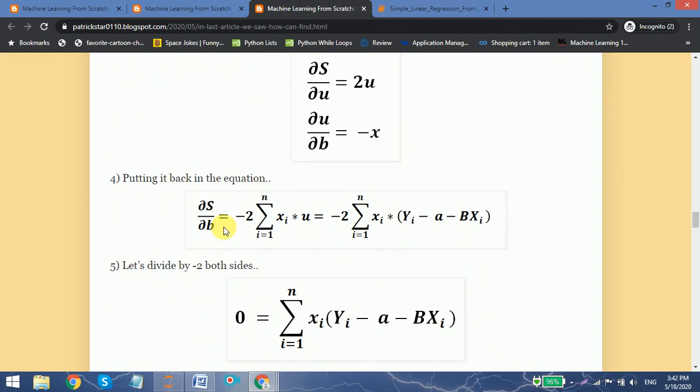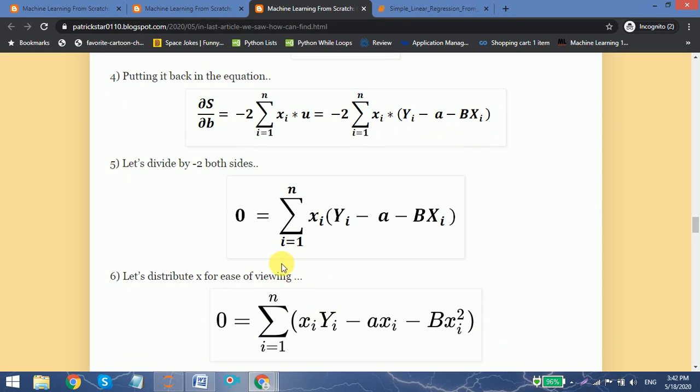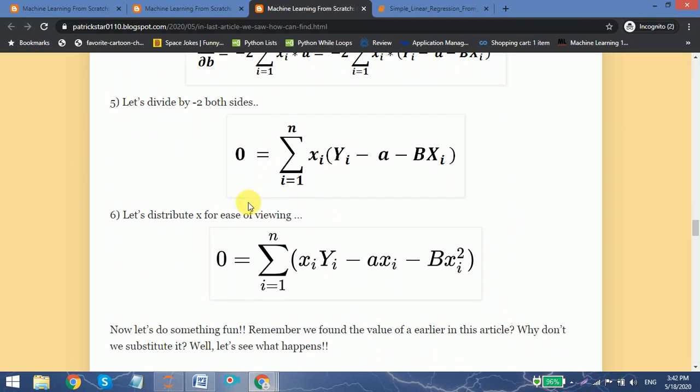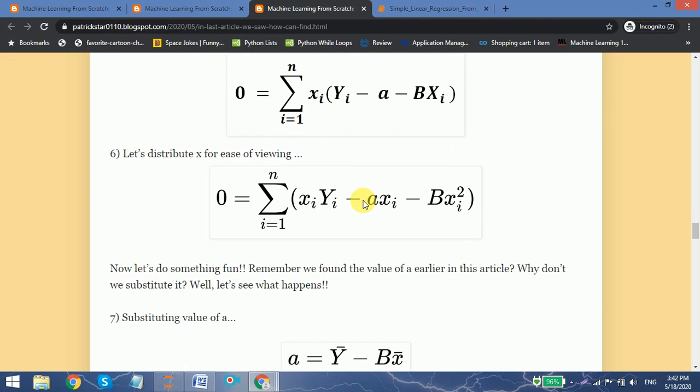So let's simplify it, and we can say that we have minus 2 into sigma i equals 1 to n, xi into the function of u. Okay, now we will do the same thing as we did for finding a. So here it is, 0 equals the summation for i equals 1 to n of xi into the u function. Now we multiply this xi value for all of these points.